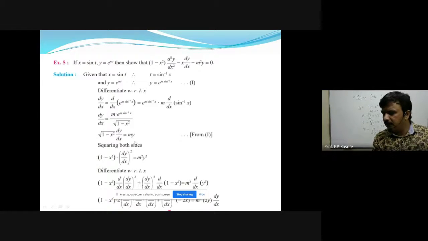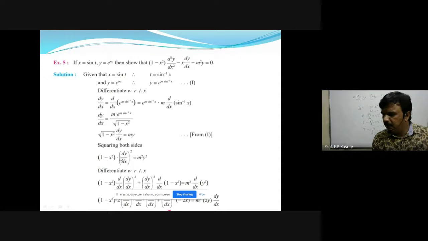So can you observe that from the first equation we got something like this, that is root 1 minus x square into dy by dx is equal to my. Now our aim is to remove this square root sign, because the root sign is not there in the claim. So let us square both sides so that it will be removed. So after squaring both sides, what will we get?